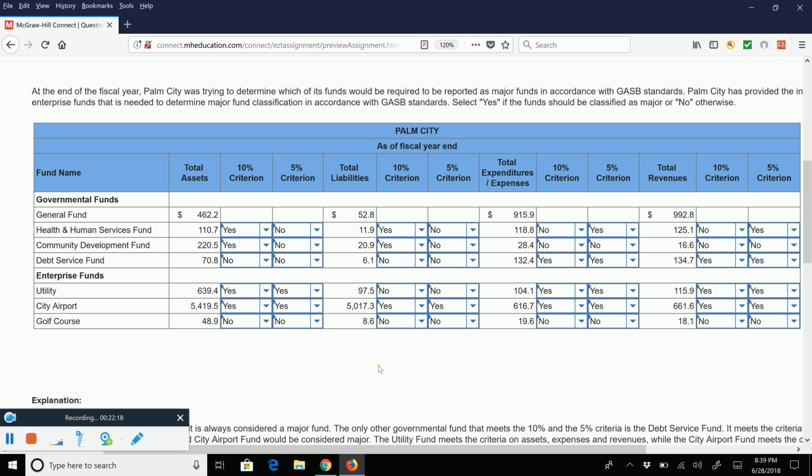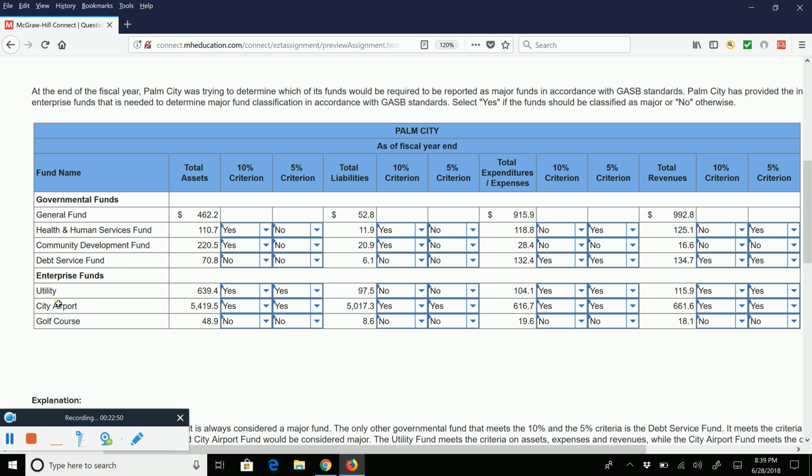All right, here's the math test. What you're going to do is this. You are going to take the governmental funds, and you can see they're in bold, the governmental funds and the enterprise funds. You're going to list them all out. So this particular city, Palm City, the governmental funds are General Fund, Health and Human Service Fund, most likely a Special Revenue Fund, Community Development Fund, which might be a Capital Projects Fund, I'm not sure, and then a Debt Service Fund.